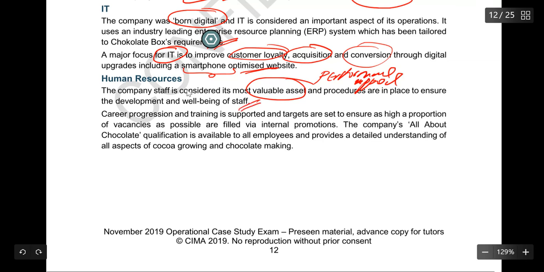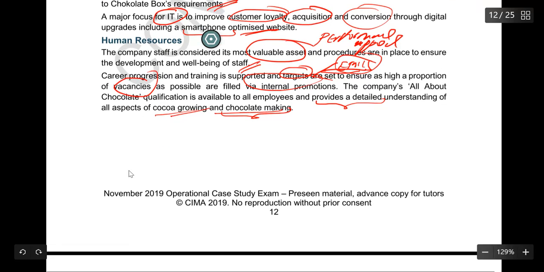HR performance appraisal can come, and it is in place to ensure the development and well-being of the staff. Career progression and training are supported. Targets are set to ensure a high proportion of vacancies are filled via internal promotion. So ethics are also involved, because with internal promotion, is the right person getting the job? There can be a familiarity threat also that is involved. The company is all about chocolate; a qualification is available for all employees and provides a detailed understanding of all aspects of cocoa growing and chocolate making. So please keep that in mind also, students.